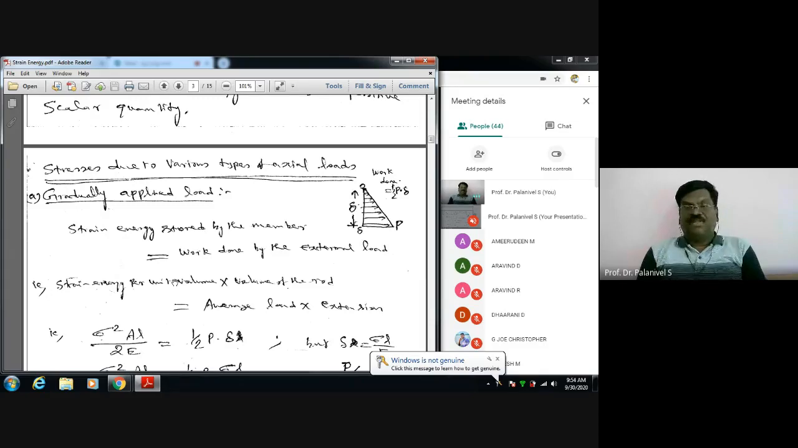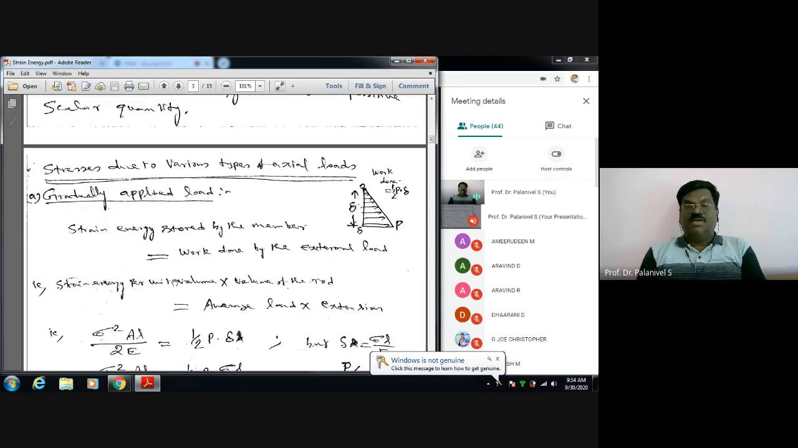Suppose the bar is subjected to a suddenly applied load. The load is not gradually applied on the bar, it is suddenly applied. What will be the stress induced? How do you compute it? You don't know. Now you are going to study it by using this energy principle, the strain energy concept. You are going to determine it now.